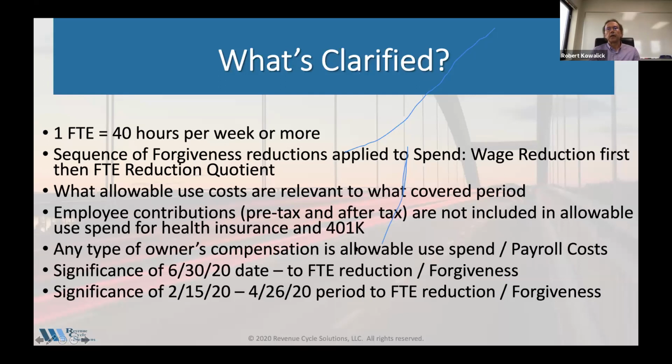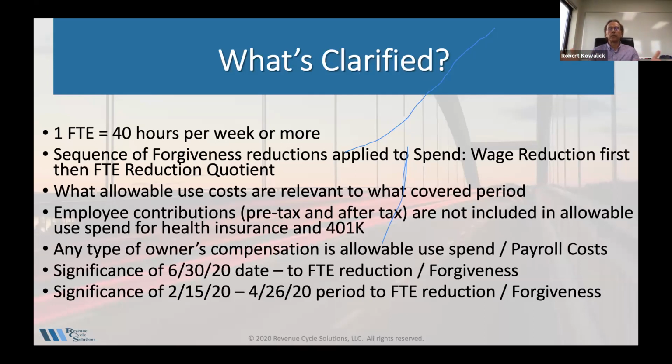We already kind of mentioned this, but your allowable use costs are now aligned with what kind of period you're actually choosing. So you have period options and choices that determine costs. Any employee-related contribution, pre-tax or post-tax, to any allowable use spend related to health insurance and 401k is now an allowable use.